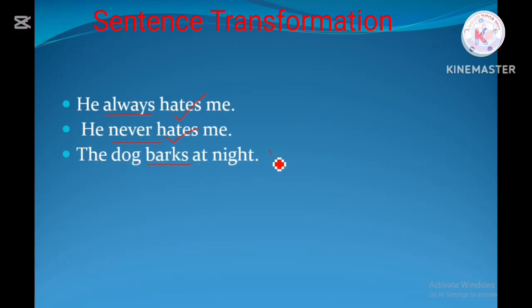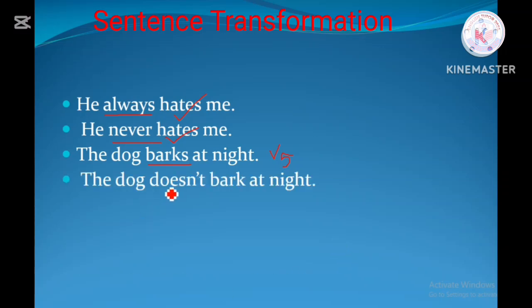And the second one is: the dog barks at night. Here barks is V5, and this is a normal sentence in the simple present. That's why here V5 is changed into doesn't plus V1: doesn't bark. The dog doesn't bark at night.